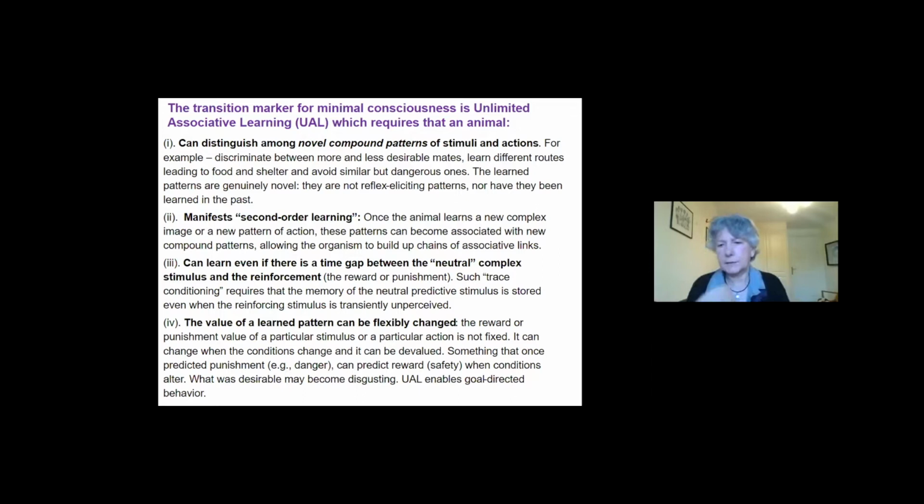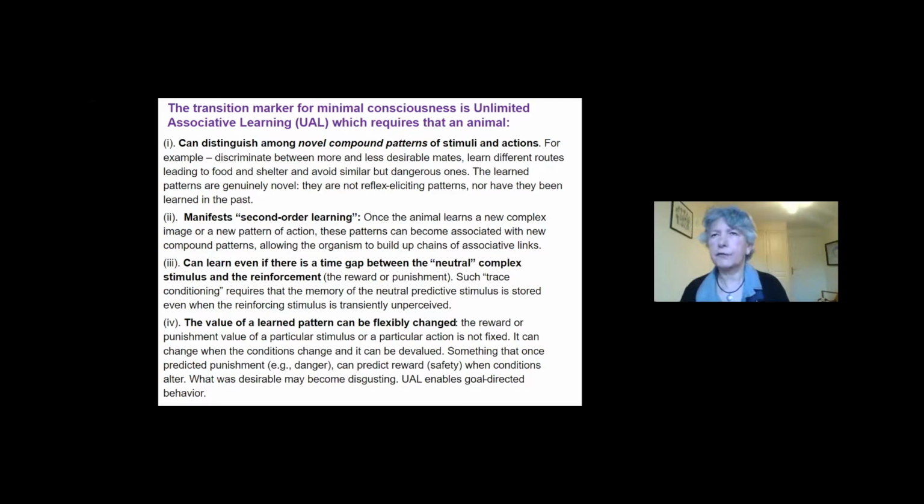The animal must also be able to manifest second order learning, that is, once it learns the meaning, the relations of a complex image, a new pattern of actions, this pattern can become associated with new compound patterns and allow the organism to build up chains of associative links. And the organism can learn even if there is a time gap between the neutral kind of complex stimulus and the reinforcement that follows it.